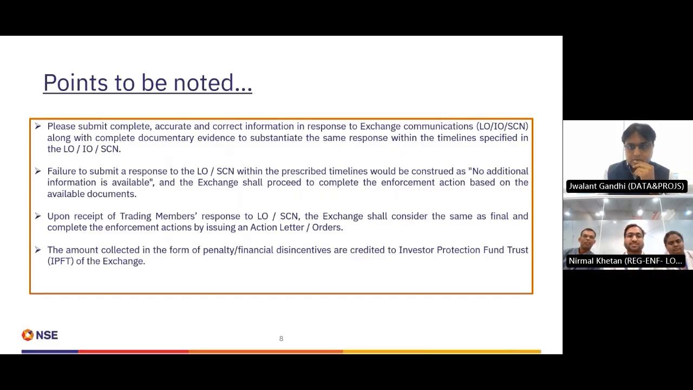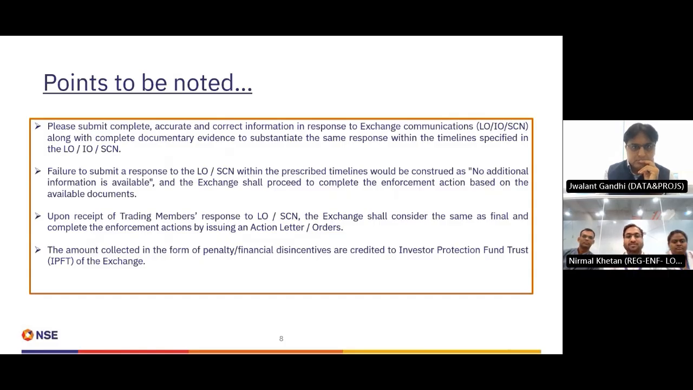And please note, in case you fail to respond to the LOSCN, it will be construed that you have no additional information to submit, and we will proceed with the enforcement action based on the documents available. Also, upon receipt of the trading member's response, the exchange will consider it as final and complete the enforcement actions, and will be issuing the action letters and the orders.